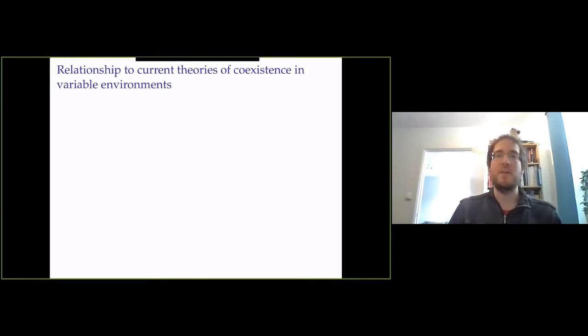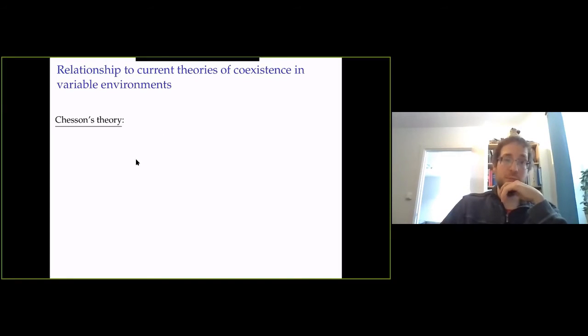I described a way of thinking about coexistence in variable environments. But it's not like ecologists haven't thought about this problem before. We actually have well-developed theories of coexistence in variable environments. How does all that, which I have been talking about, relate to those established theories? In particular, how does it relate to Chesson's coexistence theory?